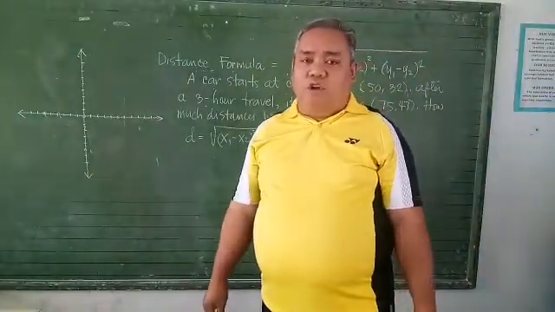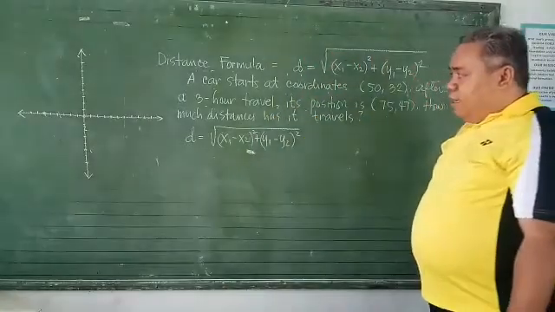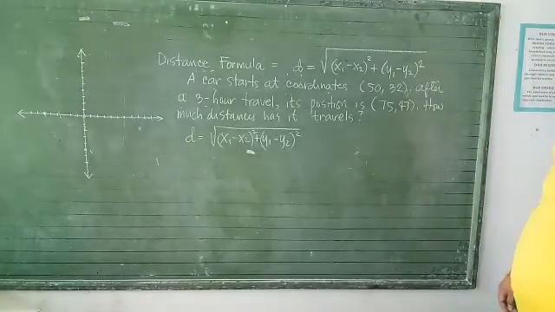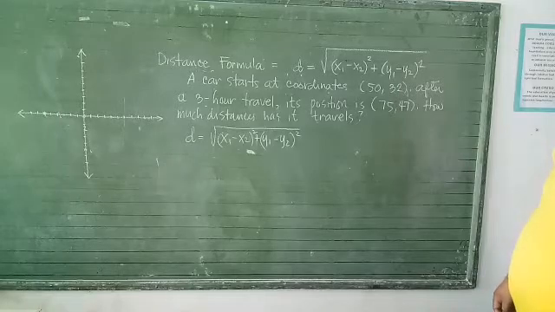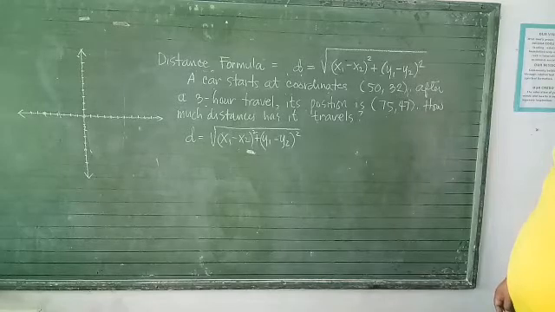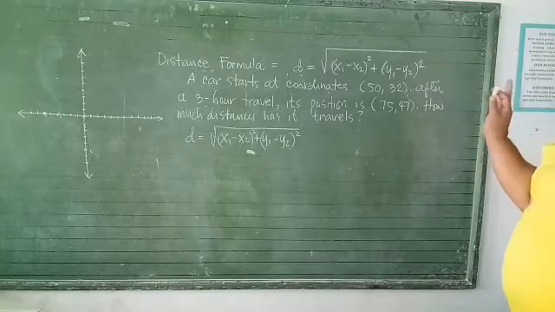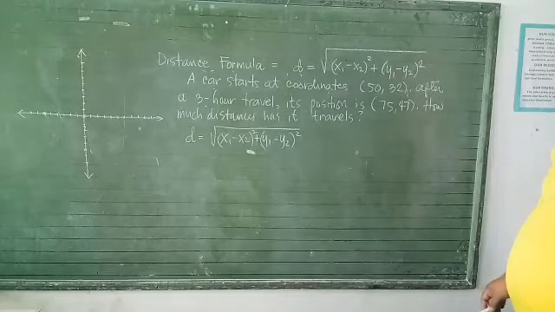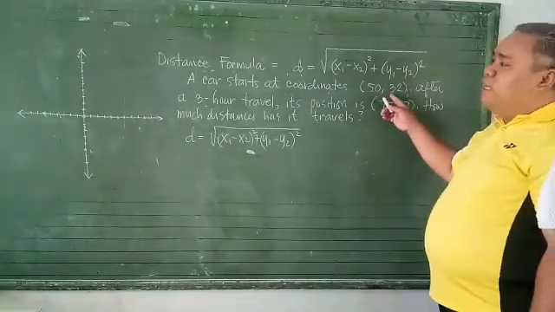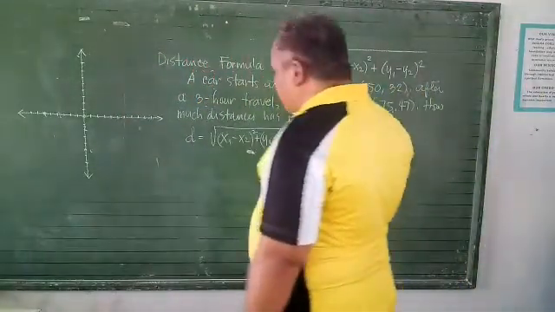Now, for the application of this distance formula, let us discuss this example problem. A problem goes like this. A car starts at coordinates (50, 32). After a 3-hour travel, its position is (75, 47). How much distance does it travel? We don't have to apply units, so you don't get confused about finding the distance between 2 points. These are the coordinates (50, 32) and the other one is (75, 47).